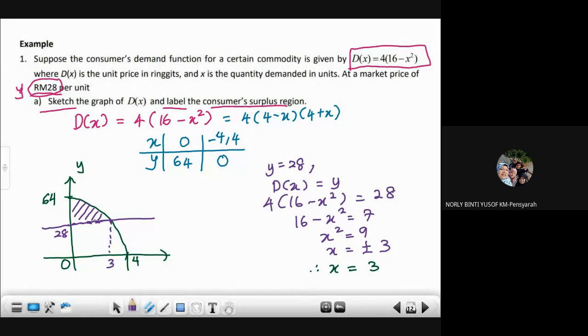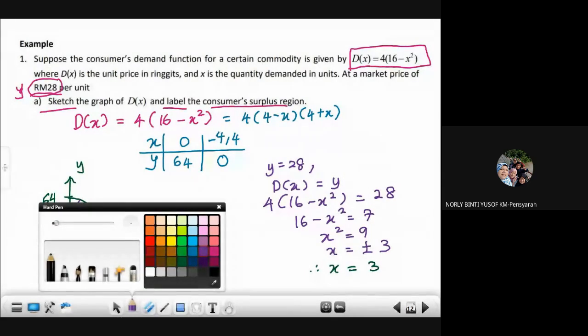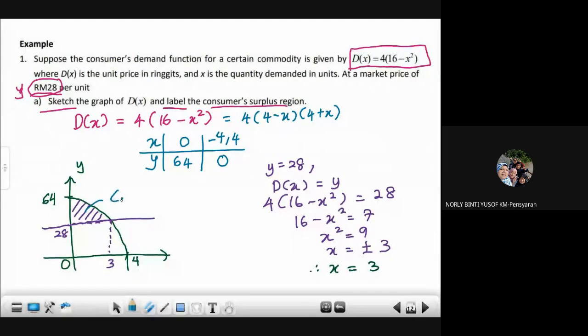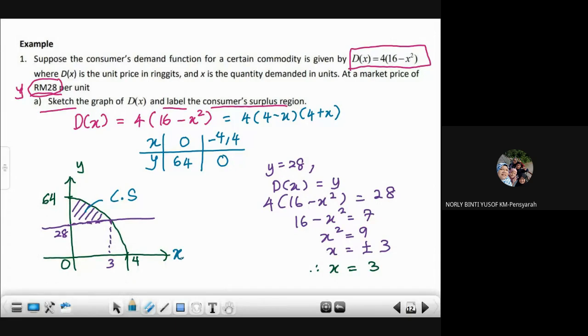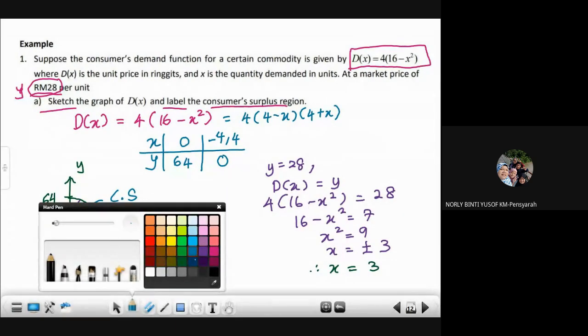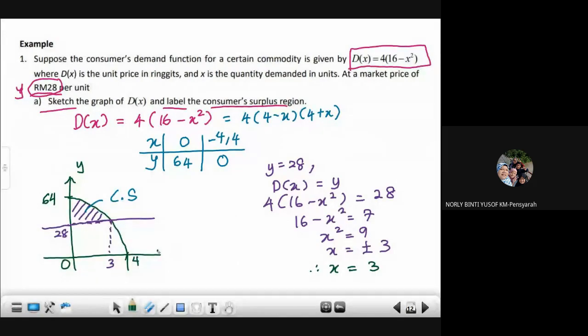Kalau you tak nak label dalam sebab tak nampak, then you keluarkan macam ni. Kalau nak label dalam mesti nampak lah. That is your consumer surplus region. So you sketch, then juga you label the region. Baru dah dapat markah penuh kat situ. Especially for assignment nanti. Okay, label the graph, label the point. So that will be your graph.